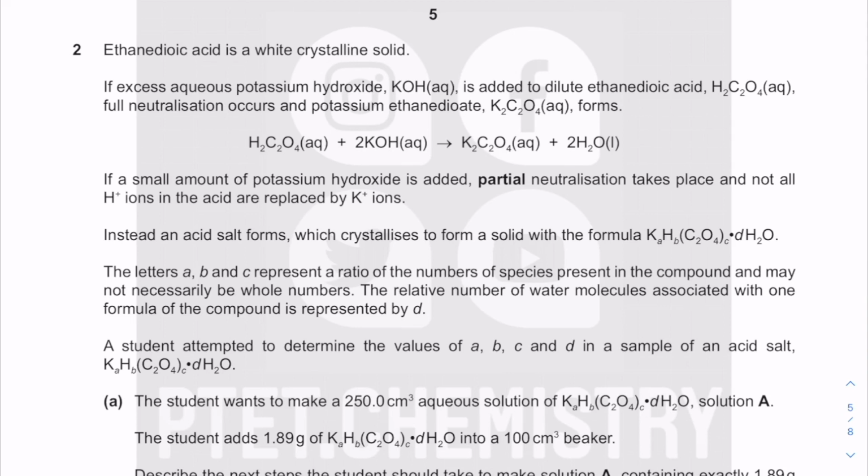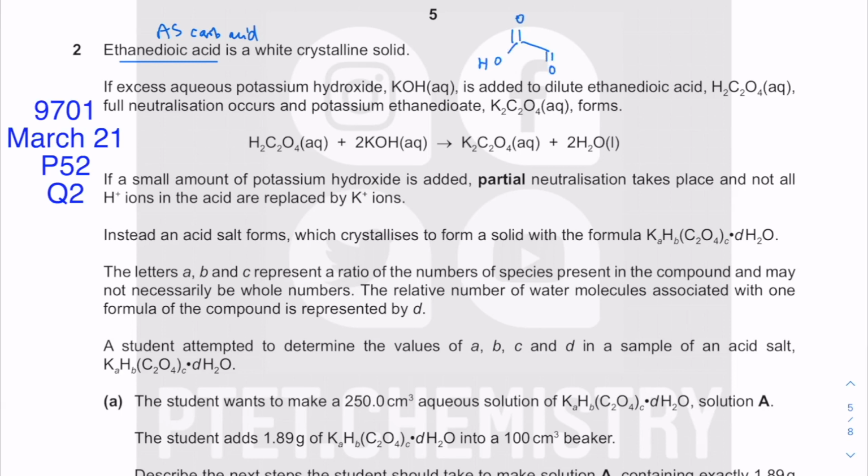Moving on to question 2, we have ethane dioic acid, which is actually your AS case study under carboxylic acid. So you can check the syllabus or any Cambridge endorsed textbook and you will see that I am not lying. It is in the syllabus from 2016 onwards, of course. If excess aqueous potassium hydroxide is added to this acid, so potassium hydroxide is basic, or you call it alkaline, you add it to acid, then you will get neutralization.